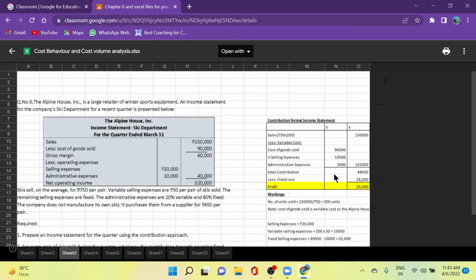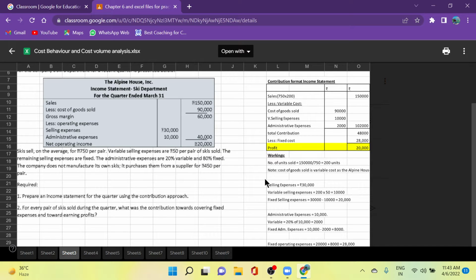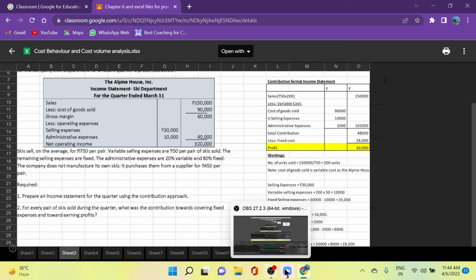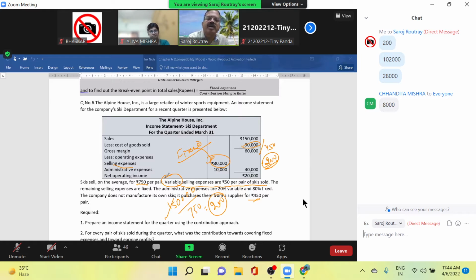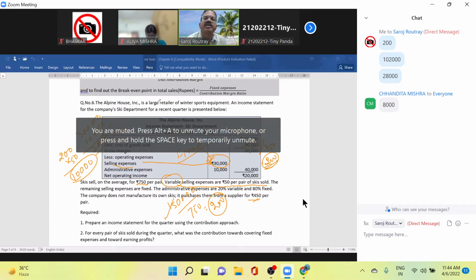I think there is some problem there, right? Okay, let me tell you. Here it is very clearly given that selling expenses are 50 per pair of skis, which is variable. And you are saying that 200 skis were sold. 200 into 50, variable is 10,000. And your total selling expenses is 30,000. From 30,000, if you deduct 10,000, the rest is your fixed selling expenses, that is 20,000. Right, so this is how we have to calculate it. 20,000 will be the answer.